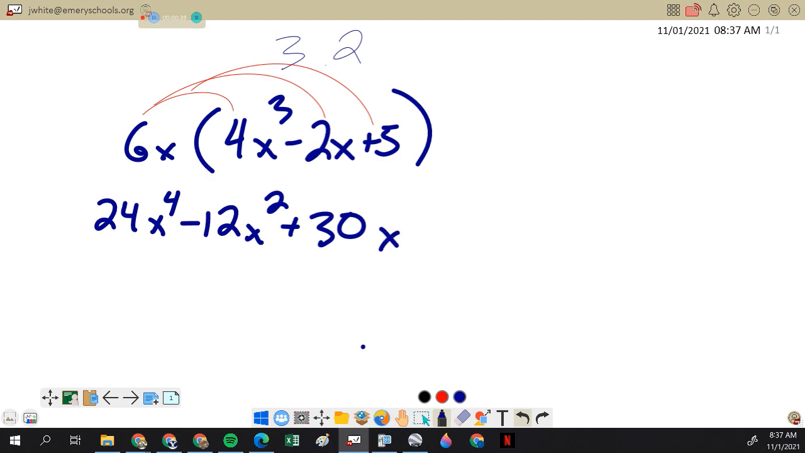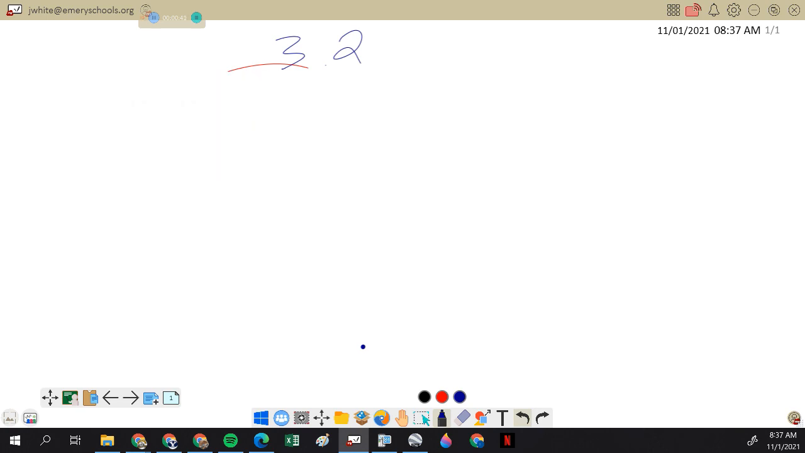Okay, what if it's a little bit more complicated? What if I had x plus 4 times x minus 6? How do you multiply those together? So we're going to use the box. Now, you don't actually have to use the box to accomplish this, but today I want you to use it because next time we're going to do something that does require the box.